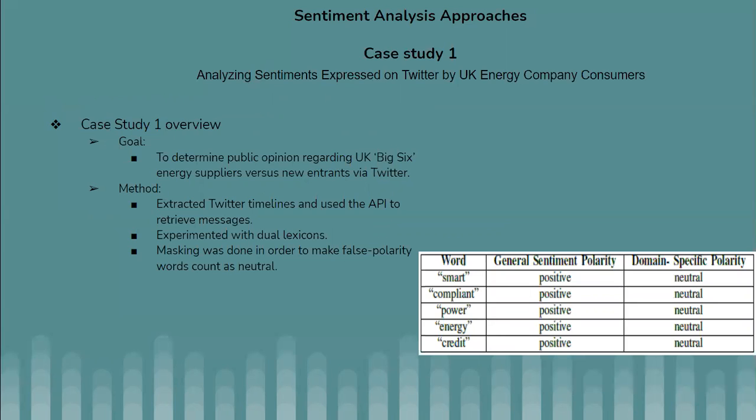Now, lexicons often have problems with certain domains, like let's say you have the word energy. Energy will mean something different in the context of a nightclub versus an energy company. You know, one has a positive connotation, one is just more neutral. So they wanted to experiment with using two lexicons instead of fine-tuning a single lexicon. And they did masking in order to try to avoid some of these false polarity words.